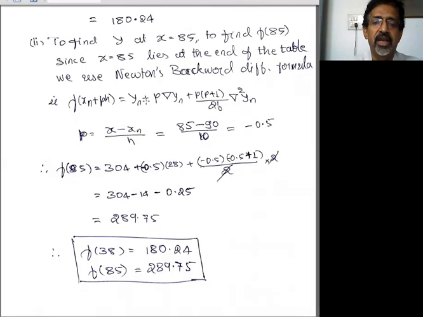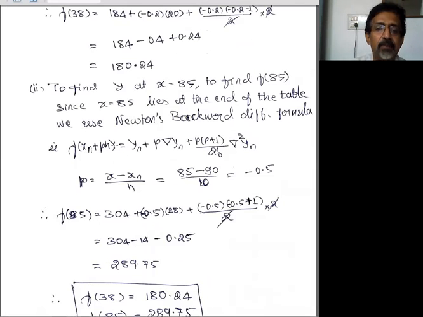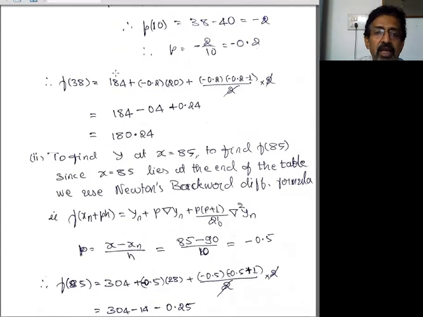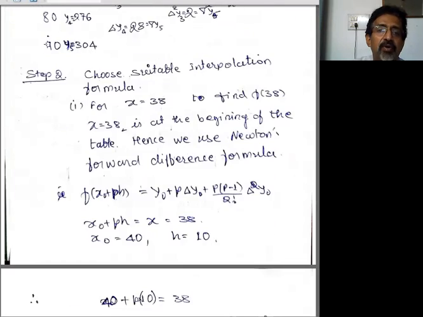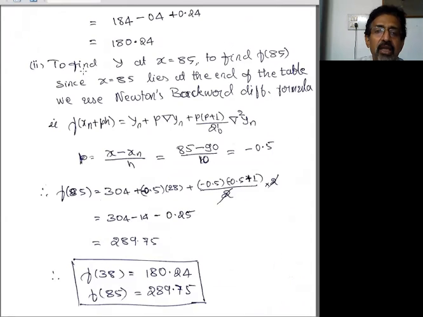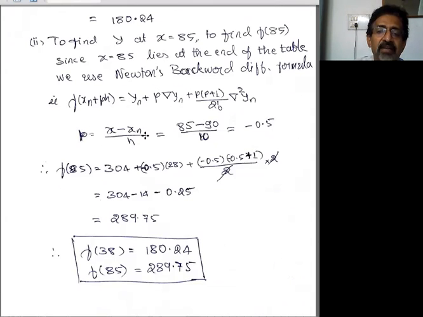So now I know yn, that is y5, I know nabla yn, that is nabla y5, and I know nabla squared of yn. Now the next step is to find out p. I make use of this: x is xn plus ph. x is 85, so 85 is x5 plus ph. X5 is the last value, 90. So p is x minus xn by h, that is 85 minus 90 by 10, which is minus 0.5.